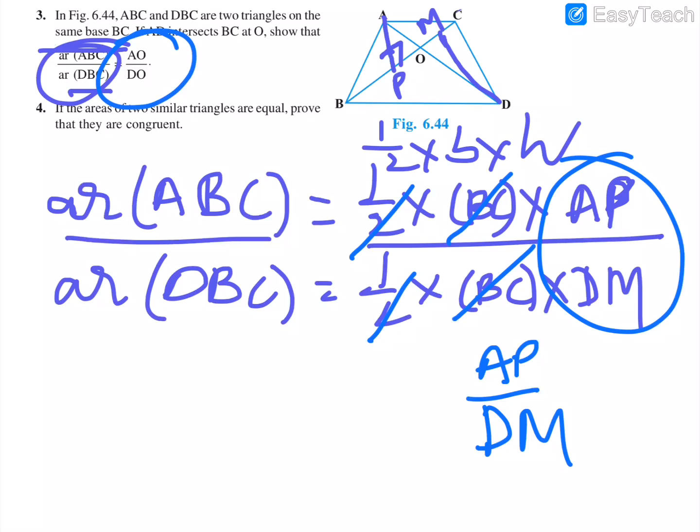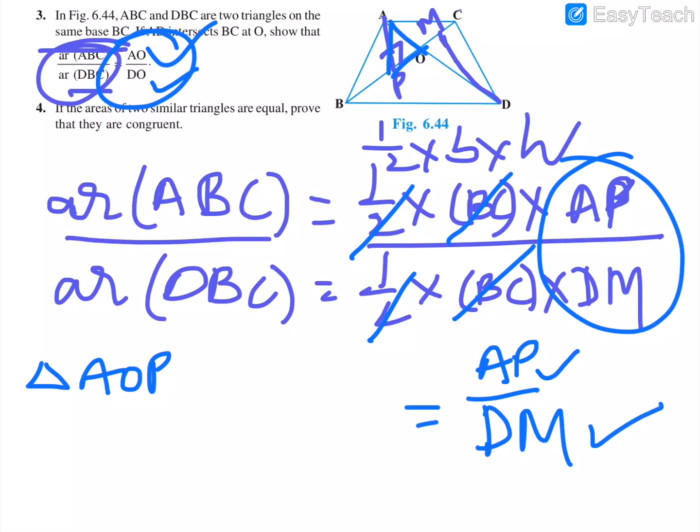Now this is not what they are asking. They want AO by DO, and we have AP by DM. So we have to take a triangle that has AO and AP, and another triangle that has DO and DM. So let us take triangle AOP, and DO and DM, so triangle DOM. Let's take these two triangles.